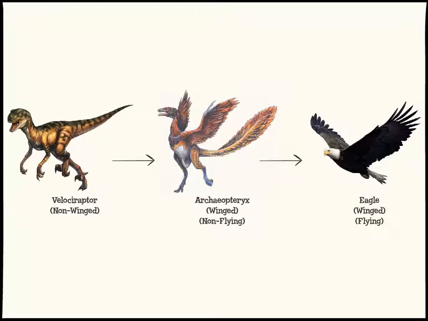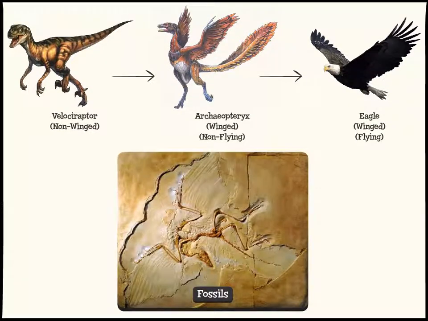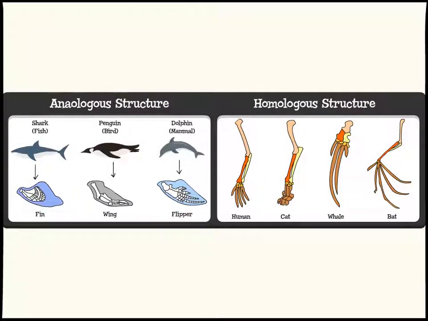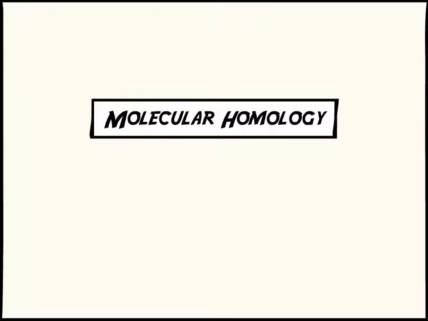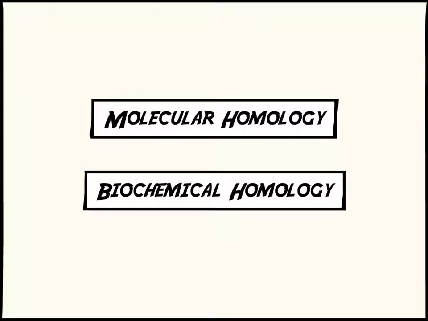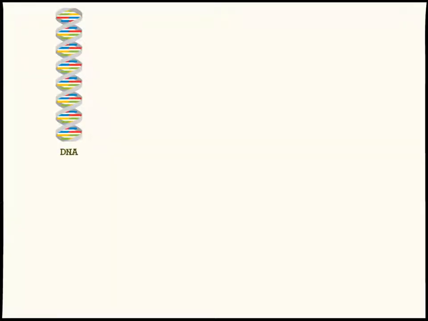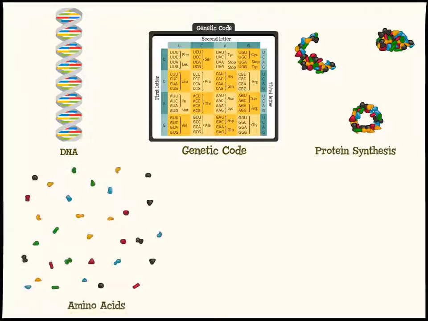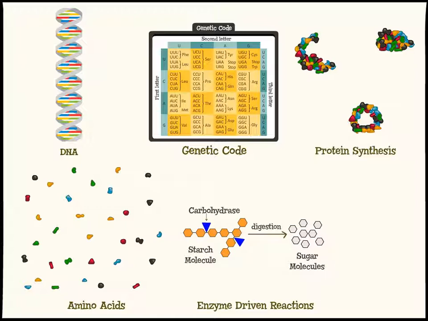Connecting links between groups of animals were discovered through fossil studies. Homology and analogy were found among various groups of organisms. Molecular homology and biochemical homology added more evidence in the latter half of the 20th century. Common amongst all: DNA, genetic code, protein synthesis, amino acids, enzyme-driven reactions, RNA.